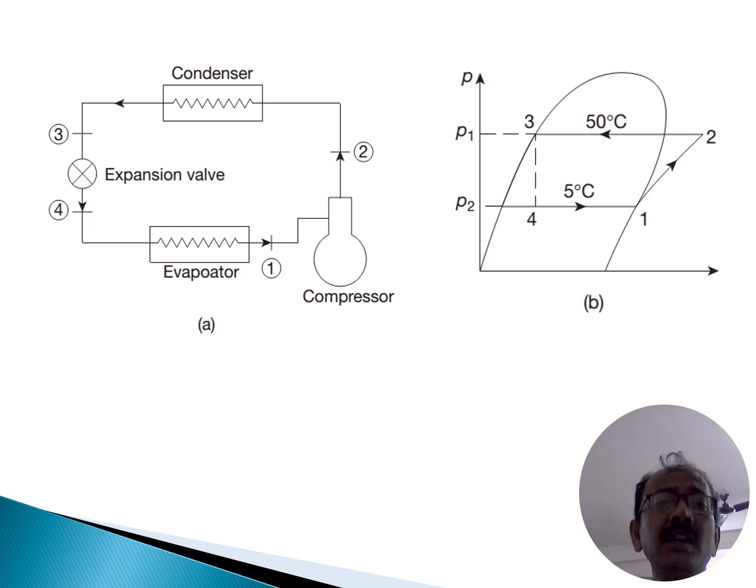If you see, this is the compressor, 1 to 2 part, after that 2 to 3, 3 to 4, and 4 to 1. This is a cyclic process. 1 to 2 is the compressor, and this is the compressor discharge temperature, that is 50 degrees centigrade, and 4 to 1 is the evaporator, which is maintained at 5 degrees centigrade.